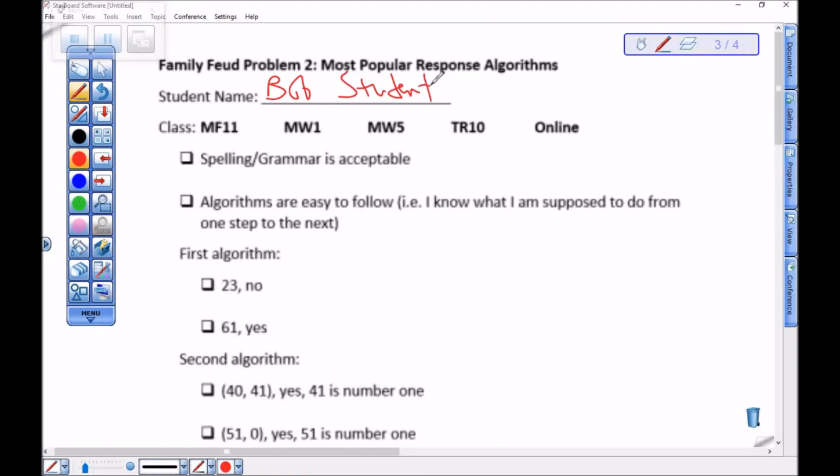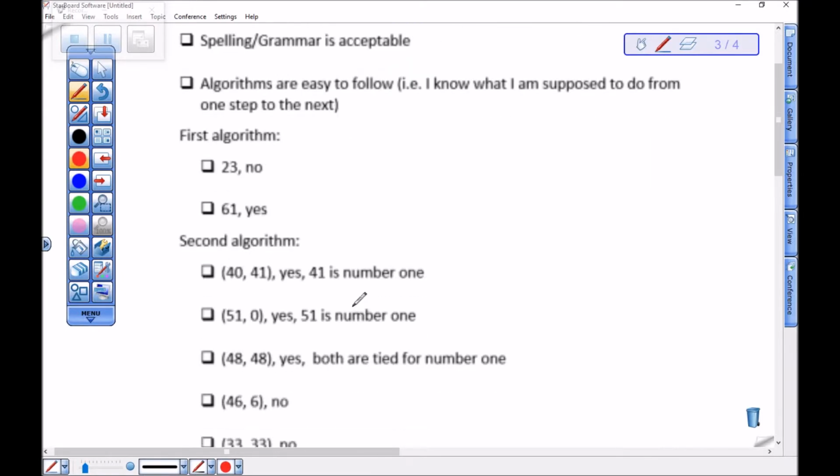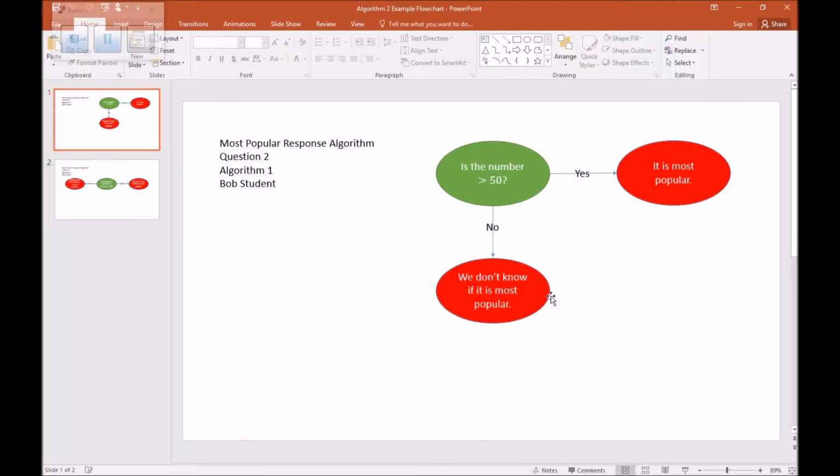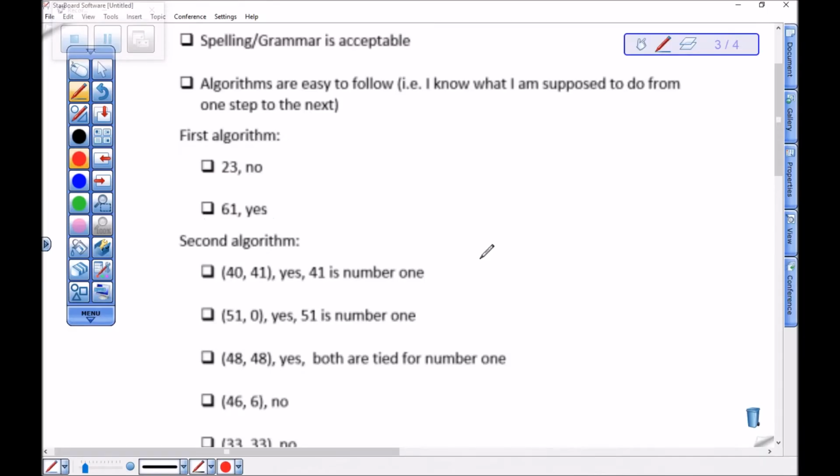Now again, I go through the algorithm, trying to use the directions before I grade the top few things. So let's look at the first algorithm and let's look at the number 23. So 23. I guess I'm starting in this green circle here. It says, is the number greater than 50? 23 is not greater than 50. So I'm going to go down here. This says we don't know if it's most popular. So no.